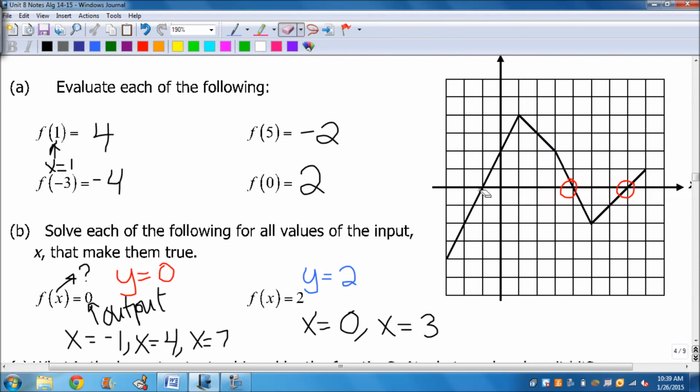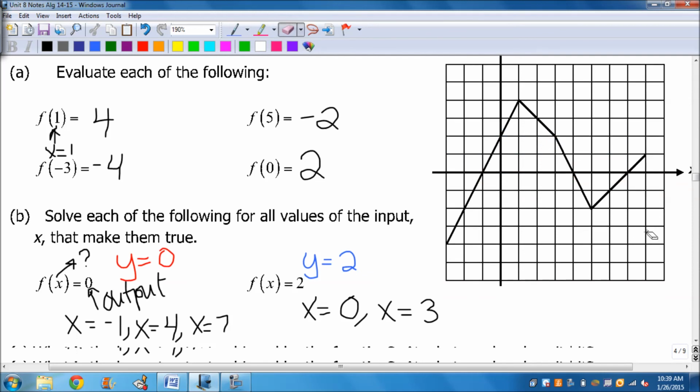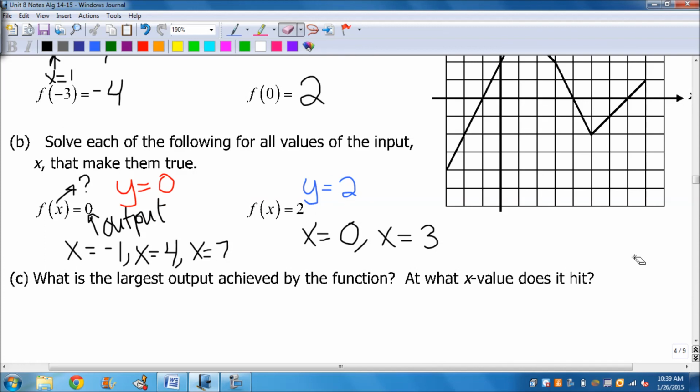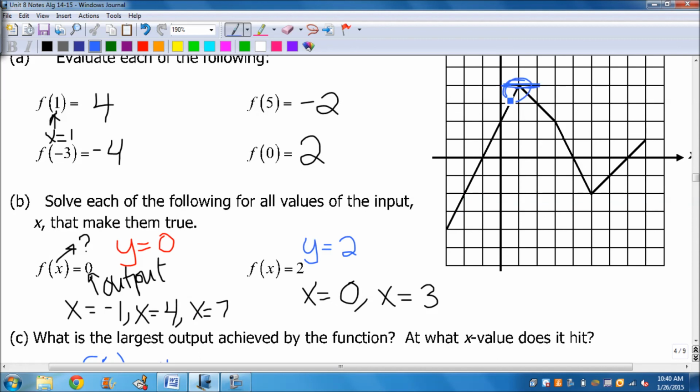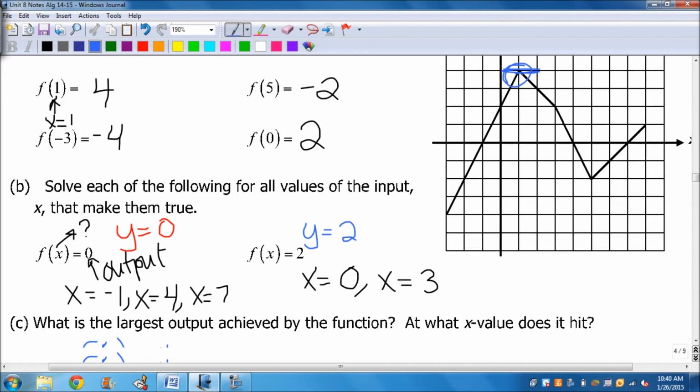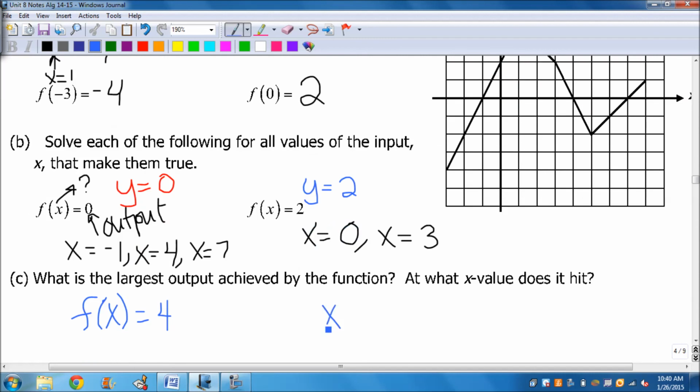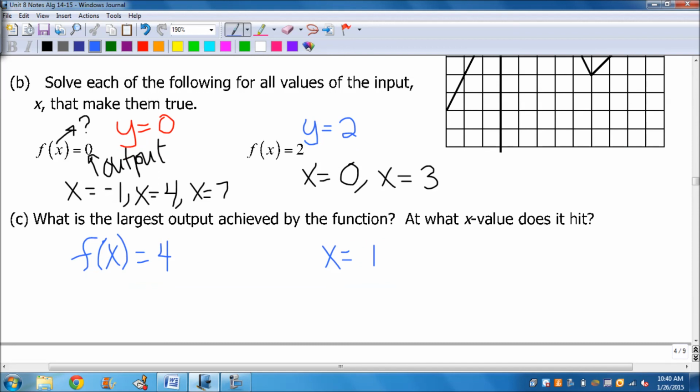Okay, all right, so now let's take a look at question C. What is the largest output achieved by the function, and at what value of x does it hit? So I want you to see if you can figure that out on your own, and then come back to me to see how you did. Okay, so you should get that the largest output is equal to 4, because right here is your highest value. But at what x value does it hit? When x equals 1. So we can basically just say that our largest output happens when f of 1 equals 4.